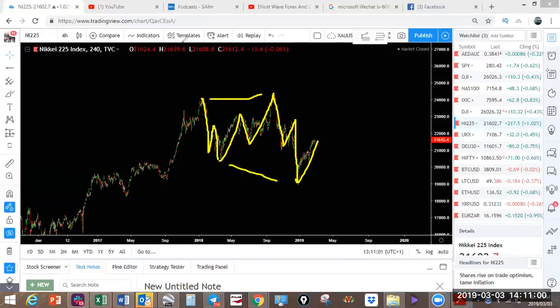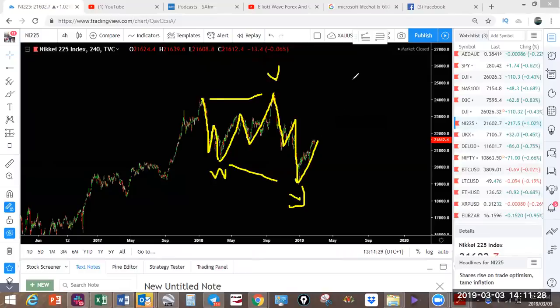Okay, let's give you a bit of education. You know that a flat correction is supposed to have a 3, 3, 5 structure, but this structure has got a 3, 3, 3. There is a difference between the two. And this is something that we spend the whole day showing during the course, the difference between a WXY and an ABC structure. Okay, so this is an expanding flat. Okay, this is a WXY structure.